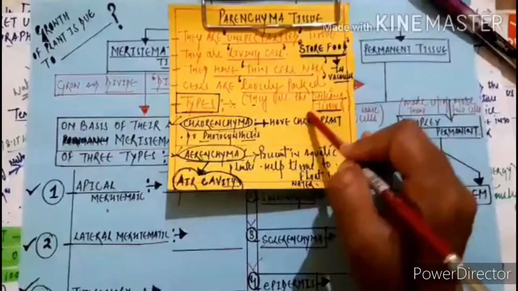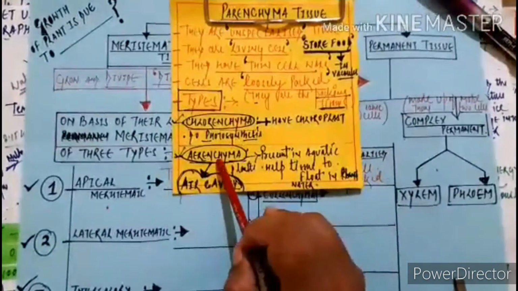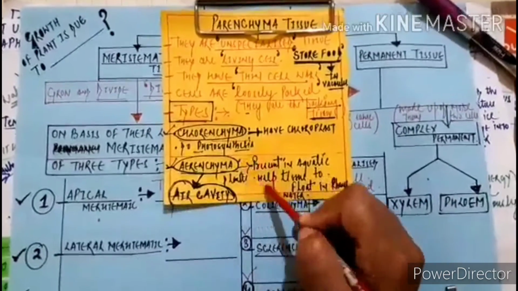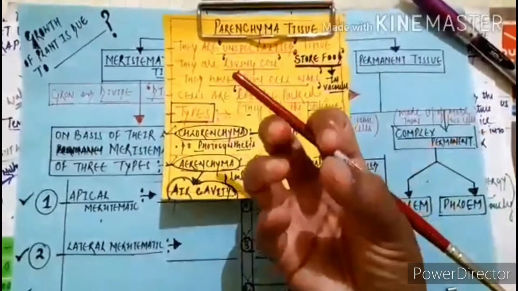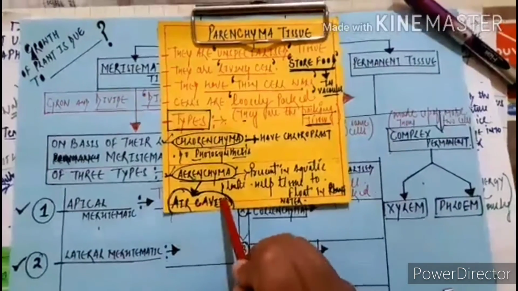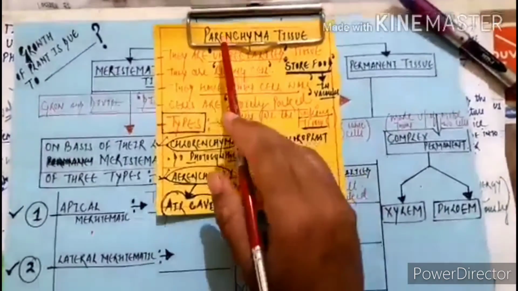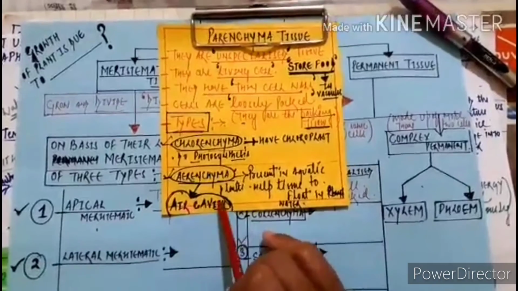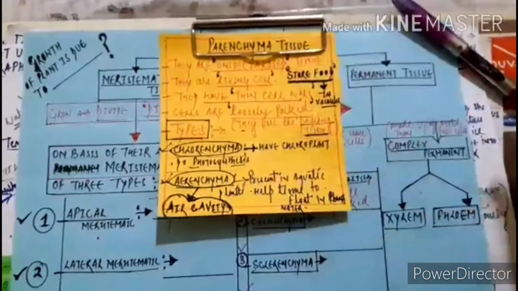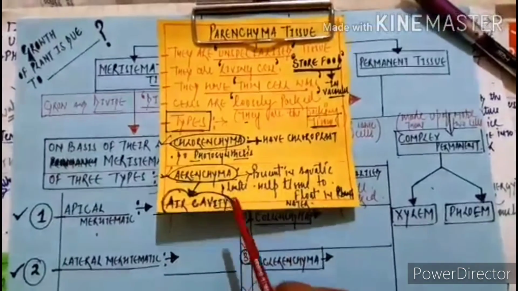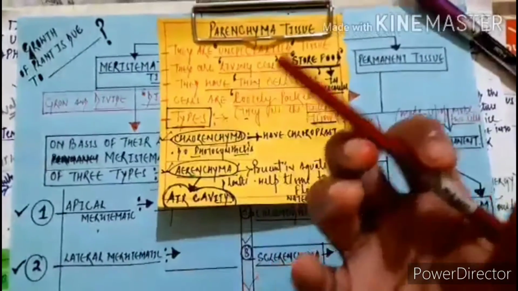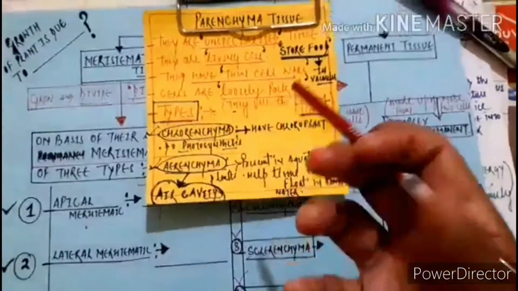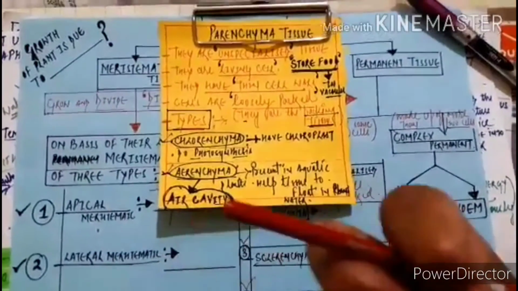These are parenchyma tissues which have air cavities inside. Air cavities means hollow space inside the cell. Due to the presence of these air cavities in those parenchyma cells, they are called aerenchyma. Aerenchyma means air cavity. It doesn't mean that the plant floats in air. No, it means these air cavities provide buoyancy to aquatic plants. They are actually a characteristic of aquatic plants, and they help the plants to float.